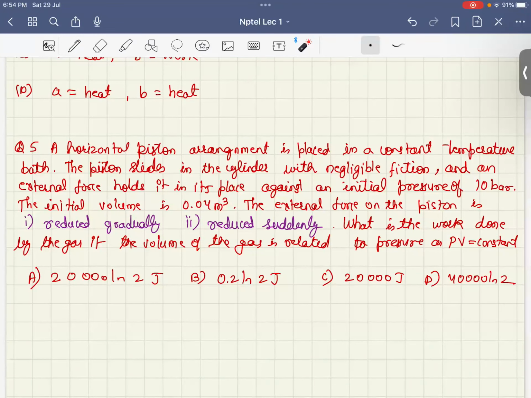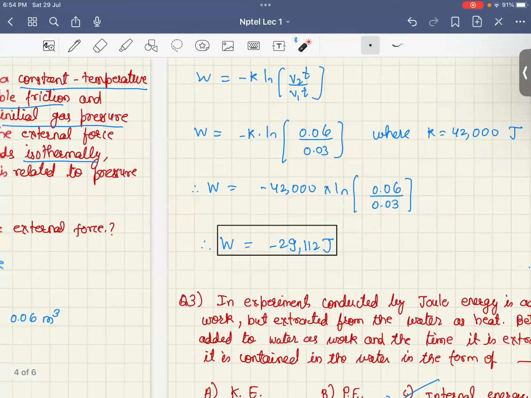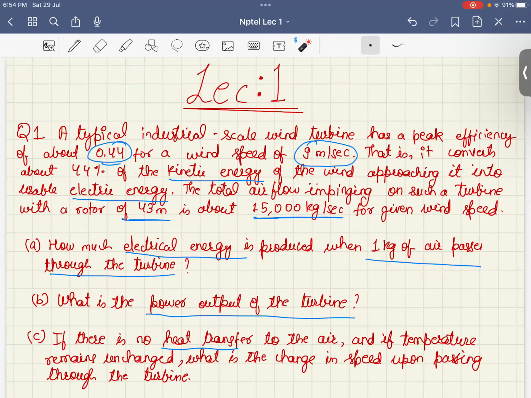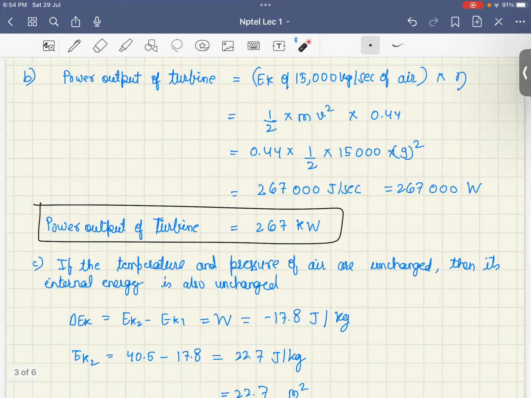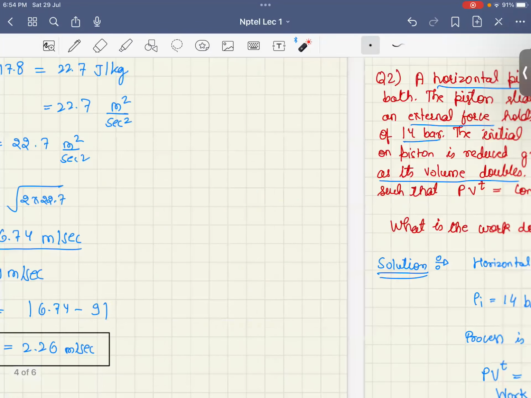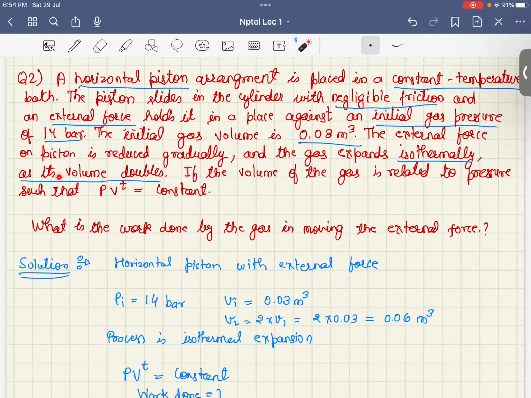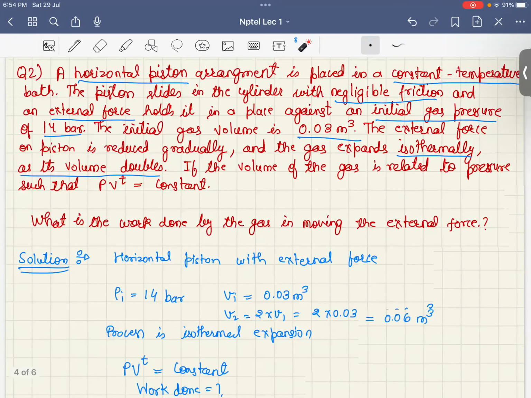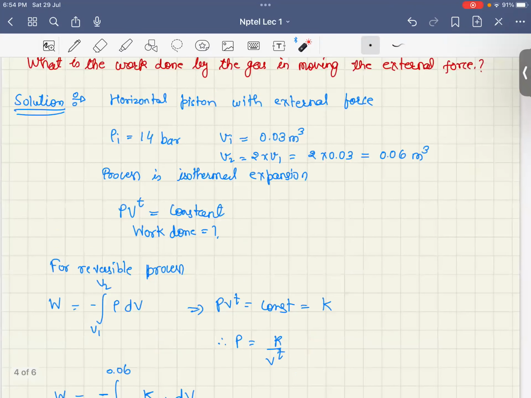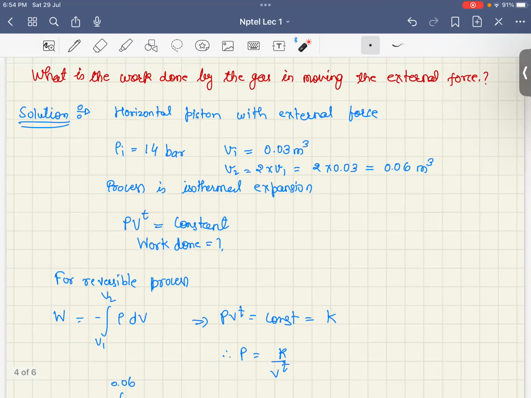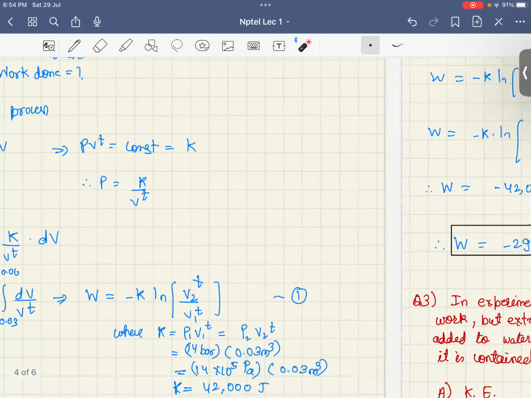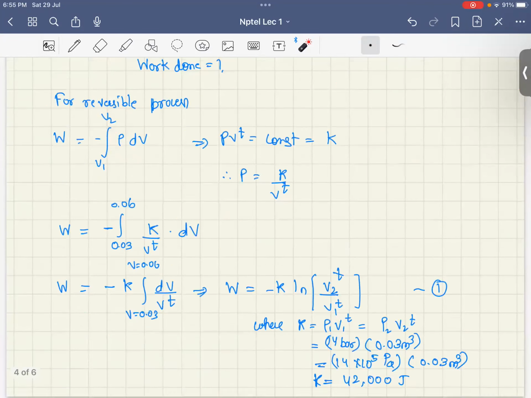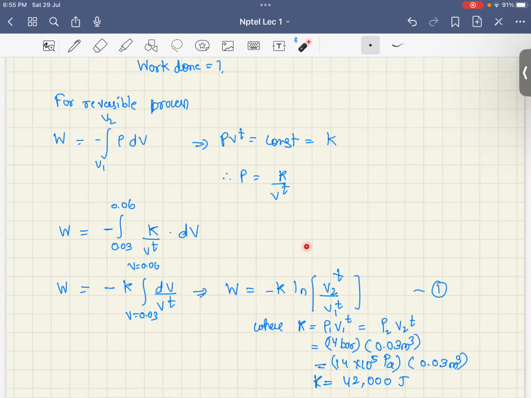If anybody does not understand, this question is similar to the second question which we had. This one, right? Understand that this question was reversible, and the relationship is also the same. P into V is going to remain constant. So the expression which we derived here is going to remain for the reversible part, right?